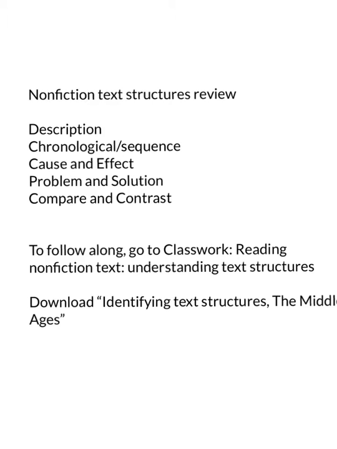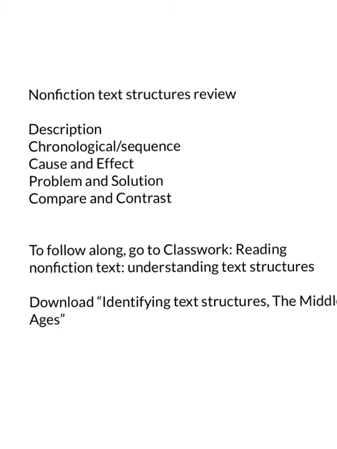So in this lesson, we're going to review the 5 types of nonfiction text structures: description, chronological or sequence, cause and effect, problem and solution, compare and contrast. So if you want to follow along and do the worksheet with me, then I want you to go to our Google Classroom, go to classwork, and then under the topic reading nonfiction text structures, understanding text structures, you're going to find an article, a PDF, called Identifying Text Structures, the Middle Ages.